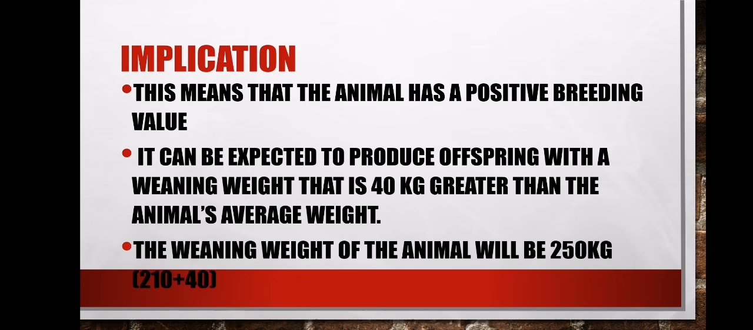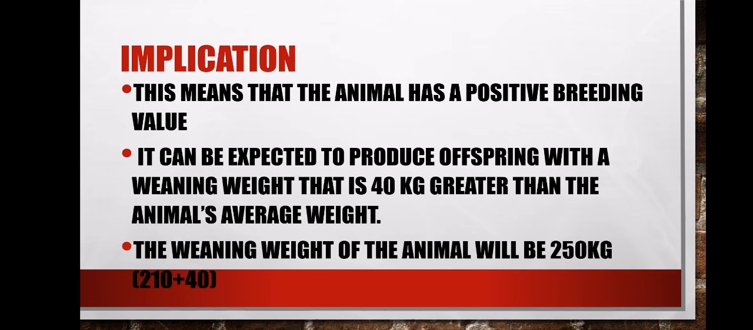Then you can also say it means it will be having 250. Where do we get the 250? We said the average weaning weight of the animals plus the answer that we got, the EBV, which is 40. Then we came up with 250. But when you talk about it, you will say the offspring will have so and so kg greater than, if it's positive, it means it will be greater than the average weaning weight of the animal. In this case, it's 40 kg.